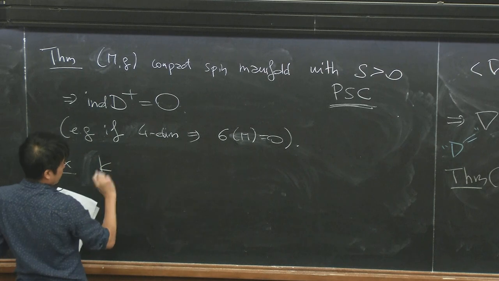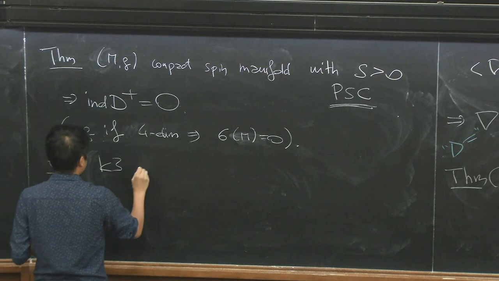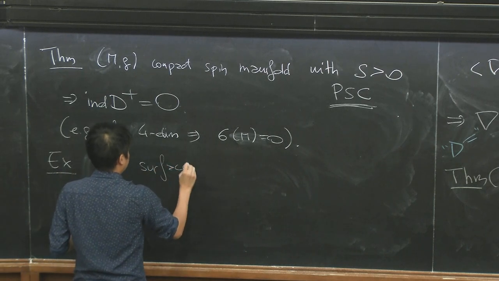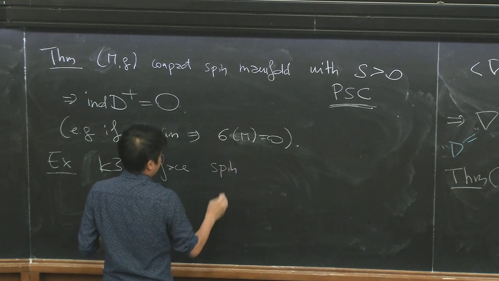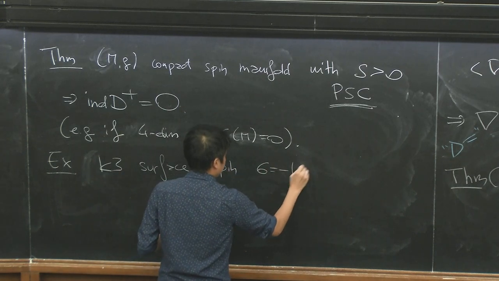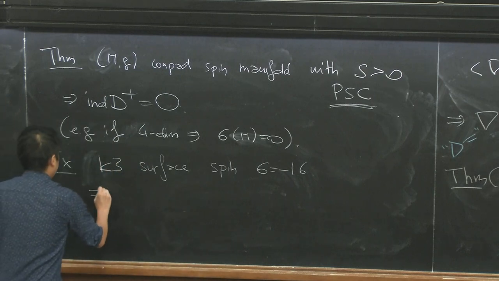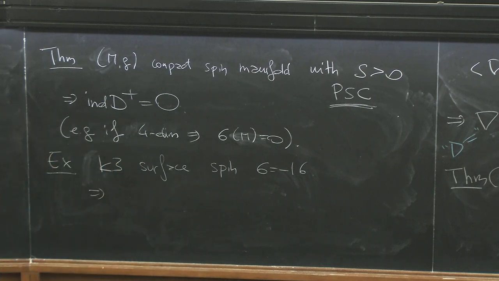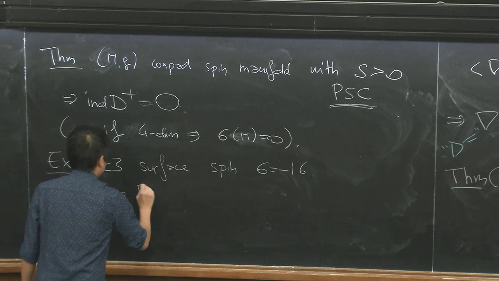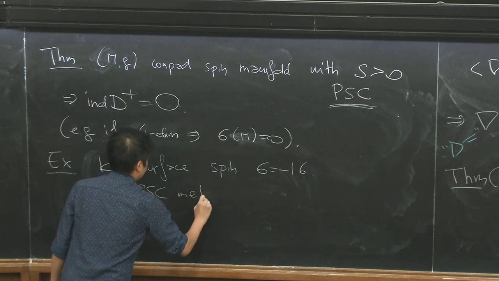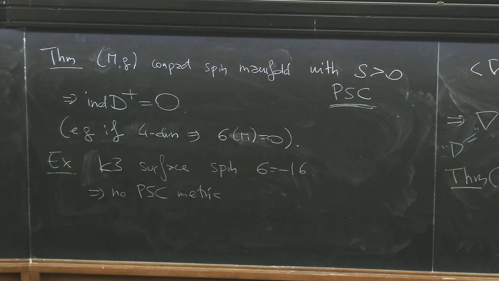there's this famous four-dimensional manifold, which is called the K3 surface. This is spin, and has signature equals minus 16. So no PSC metric on the K3 surface. Yes?